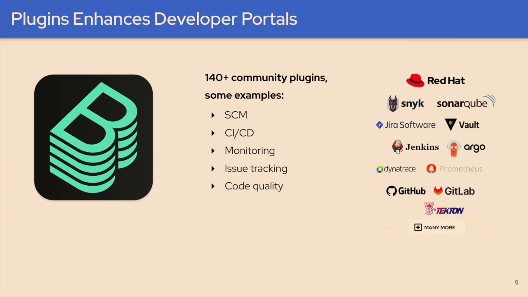Monitoring is Dynatrace, PagerDuty, Grafana, et cetera. The issue tracking will be Jira, GitHub Issues, or the same for GitLab and many others. And for code quality, you will have Lighthouse, SonarQube, and more plugins. So basically, if you are using a tool that's not homemade in your company, but something that is available on the internet, you will probably have a plugin for it.